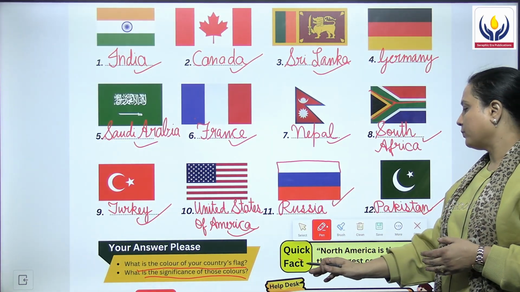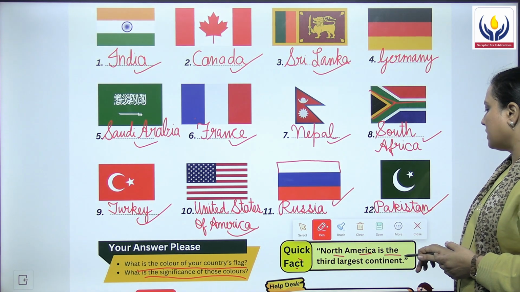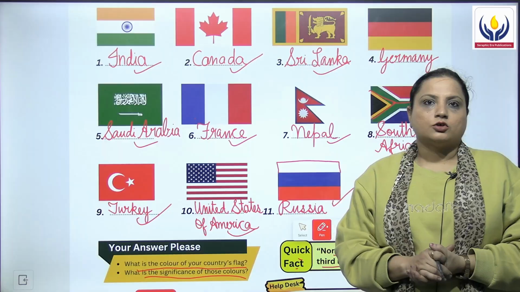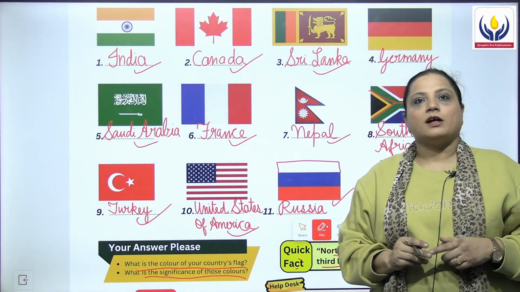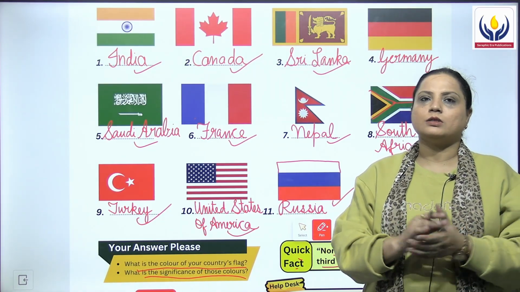Then the quick fact, let's read it quickly. This says that North America is the third largest continent in the world. So North America is the third largest continent in this world. Look out for the answer to which is the first largest and the second largest continent in this world.